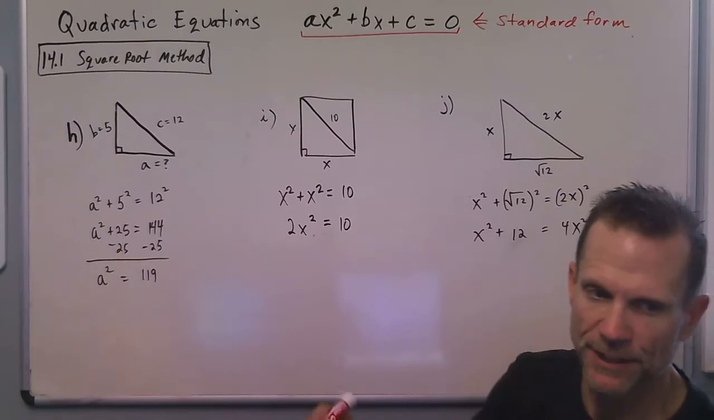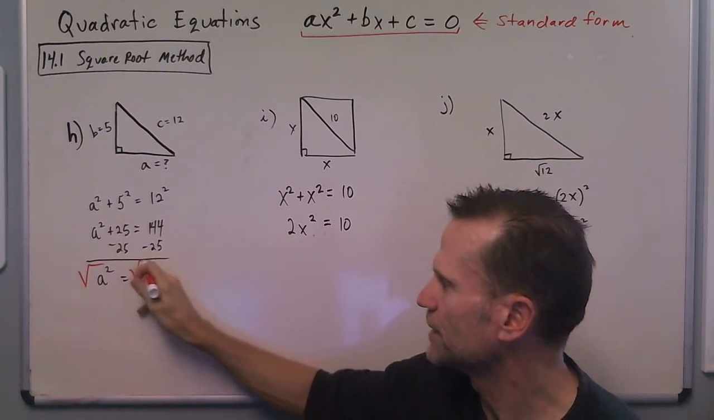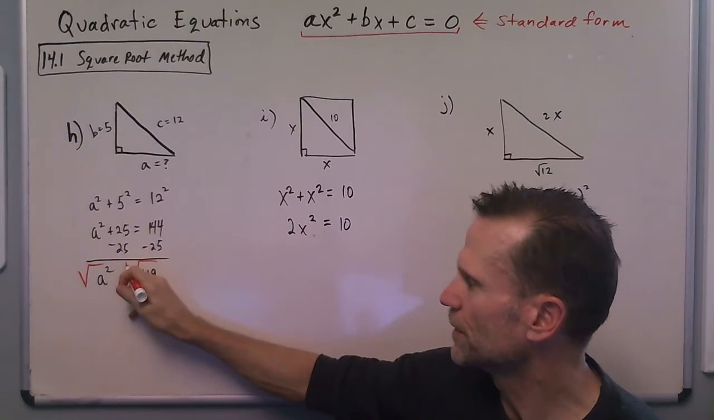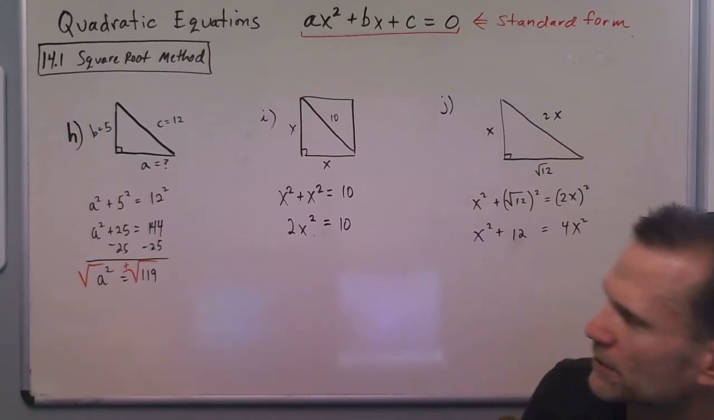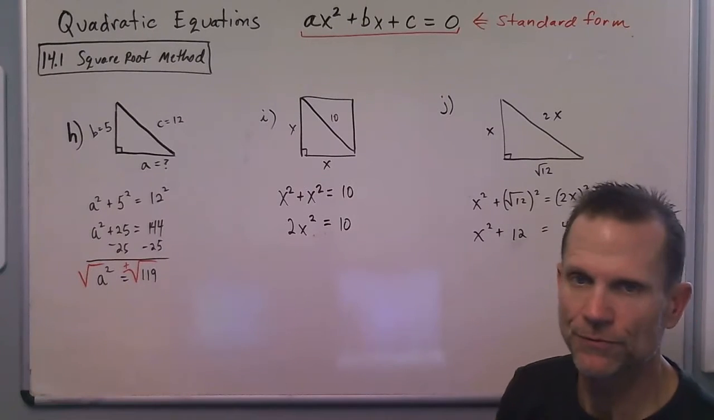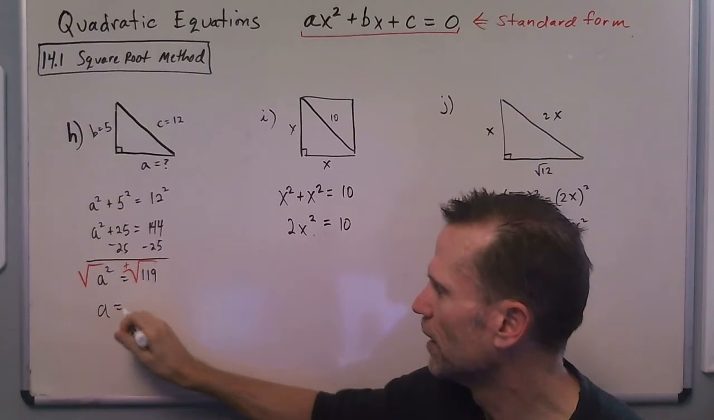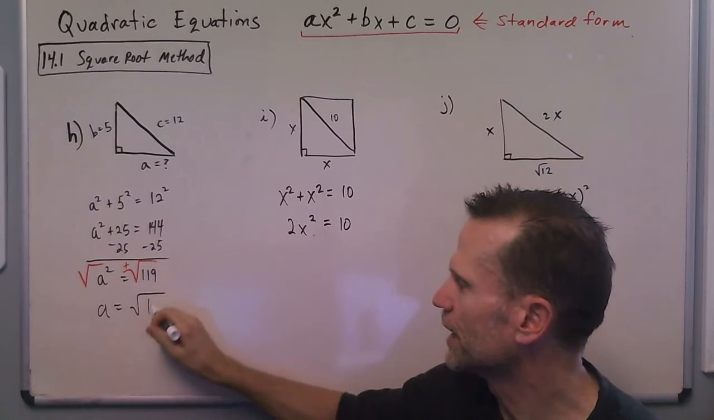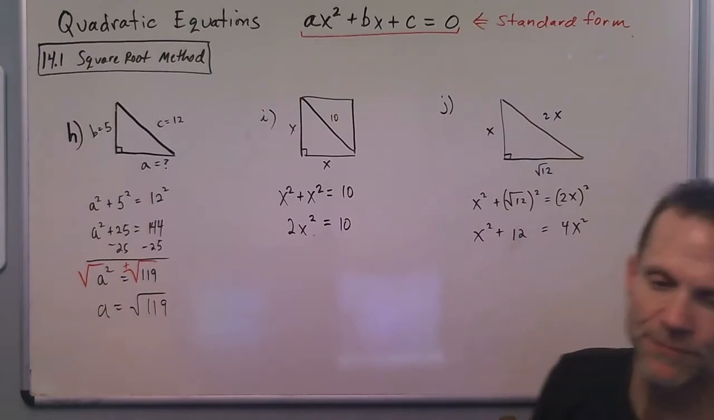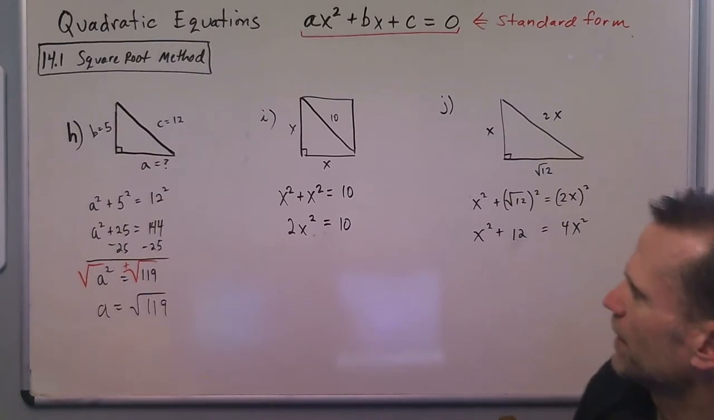And why this is in section 14.1 is because at this point, we have the square isolated. Now, normally we put the plus or minus here, but since we're talking about the length of a side, we're not going to have a negative value for the length of a side. And we get a is equal to the square root of 119. Now, we would simplify that if we could, but I don't believe we can break that apart and simplify it.